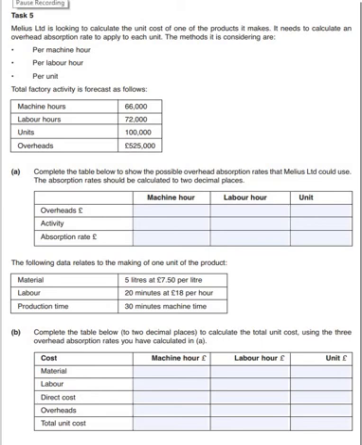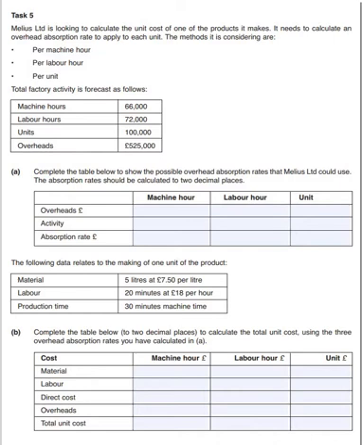This video looks at one of the more difficult questions in the Elements of Costing assessment, Task 5, which looks at overhead absorption rates. So we're looking at the question here. It says Mellis Limited is looking to calculate the unit cost of one of its products it makes. It needs to calculate an overhead absorption rate to apply to each unit. And the methods it's considering are per machine hour, per labour hour and per unit.